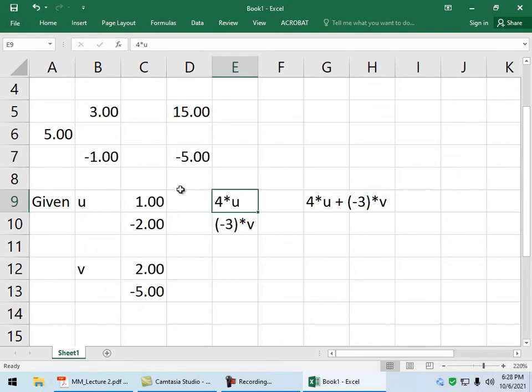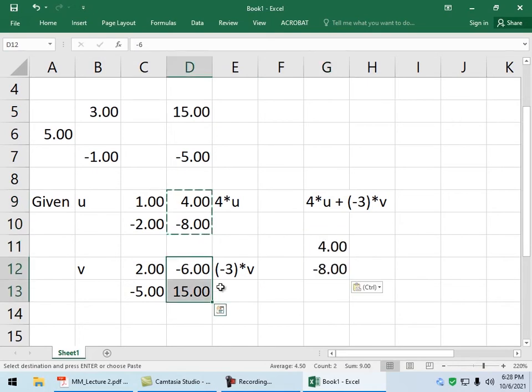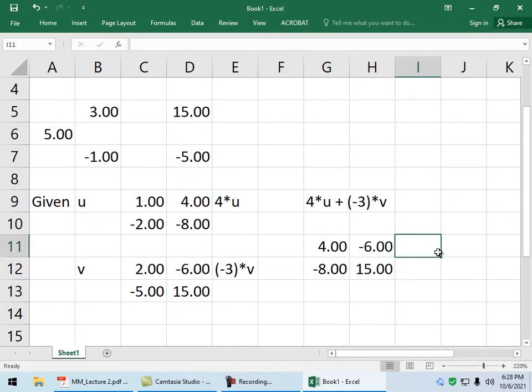So the first operation, 4 times u, will give us the multiplication of the 4 and -8. This operation applied to vector v will produce -6 and 15. And the addition of this vector and this vector will give us the result: -2 and 7. Okay, so this is the final answer for the question.